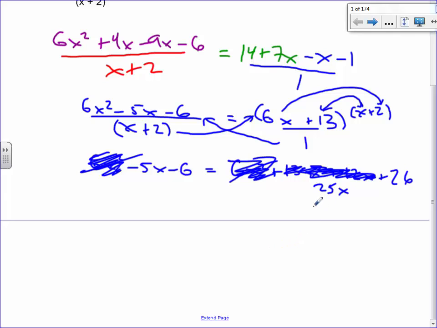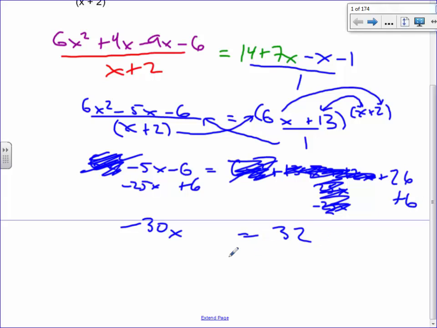Let's put all our x's on one side. So why don't we subtract 25x from both sides and make it minus 30x over here. Let's add 6 to both sides. Make it 32 over here. Divide both sides by minus 30. Does everyone follow that?